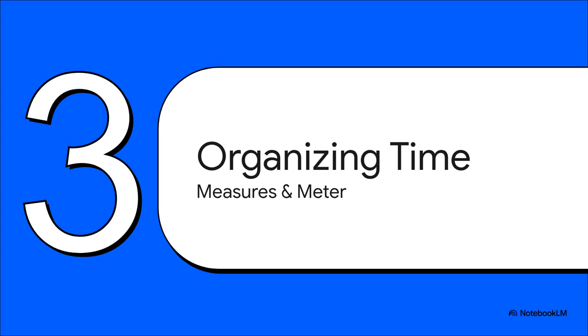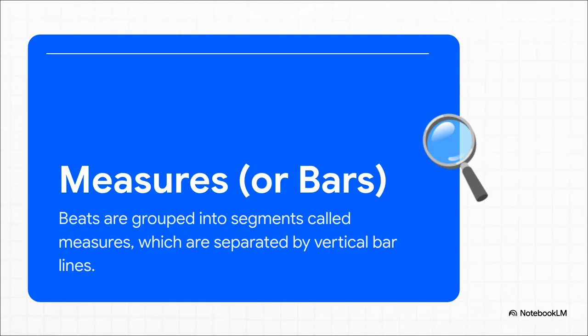But how do we organize them so they don't just become a huge chaotic mess? Well, that's where measures and meter come in. To keep everything organized, we chop up the staff into these small segments called measures, or sometimes you'll hear them called bars. You can see them separated by these vertical bar lines. This whole system just breaks the music down into predictable, bite-sized chunks.